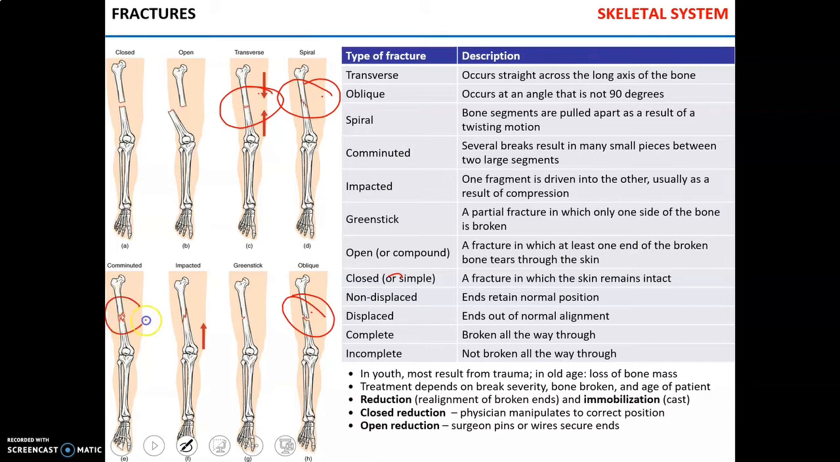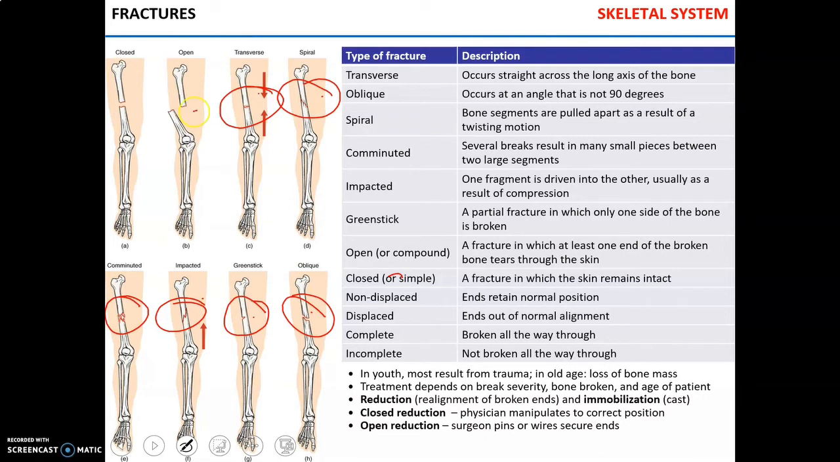Comminuted fracture, like here, is common in older people, usually the bones are brittle, and that may lead to the formation of multiple small pieces of the bone. Impacted fracture, here you can see one fragment of a bone is driven into another. Green stick fracture is very common in children when the bone is only partially broken. In children, the bones are softer, and it's pretty much like breaking a green fresh branch is much harder than to break a dry branch.